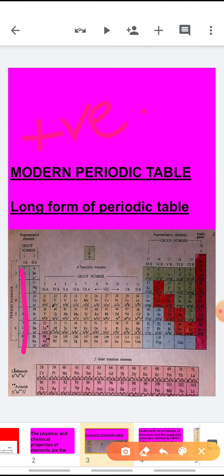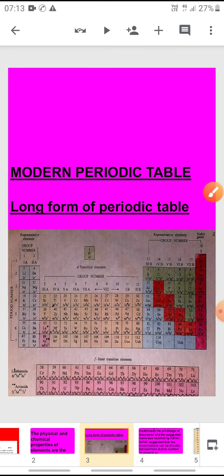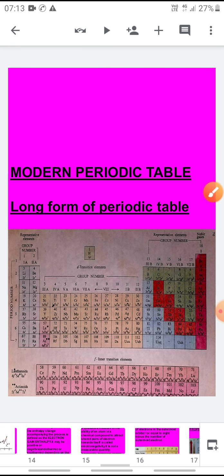So, down the group, the positive value decreases. From top to bottom the positive value decreases because the size of the atom is increasing. From here to here, you can say the positive sign changes to a negative sign and becomes more negative. From left to right, it becomes more negative. And for these non-metals, moving from top to bottom, it is negative, but it becomes less negative towards the bottom. Clear?